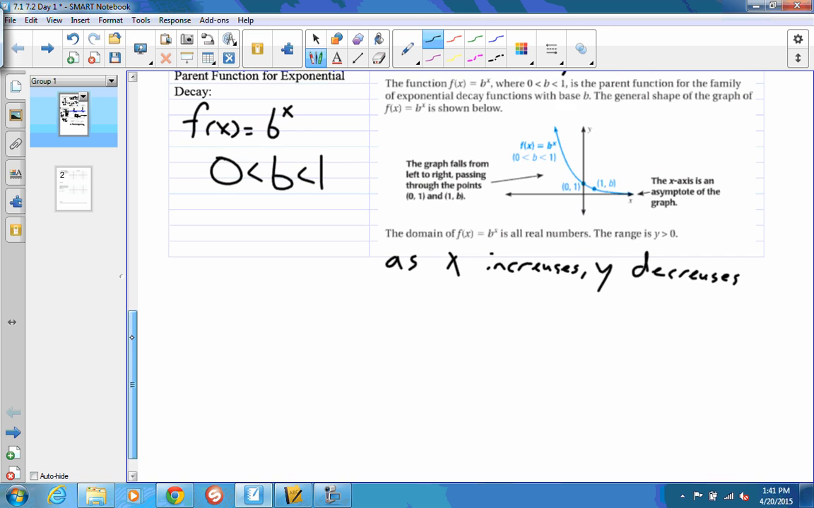Growth, we'll talk about populations as well, but we'll mostly talk about interest and money, which should be fun. So same thing with this domain. On this guy, still all real numbers. Range is still y greater than 0, guys. I still have a horizontal asymptote at y = 0.